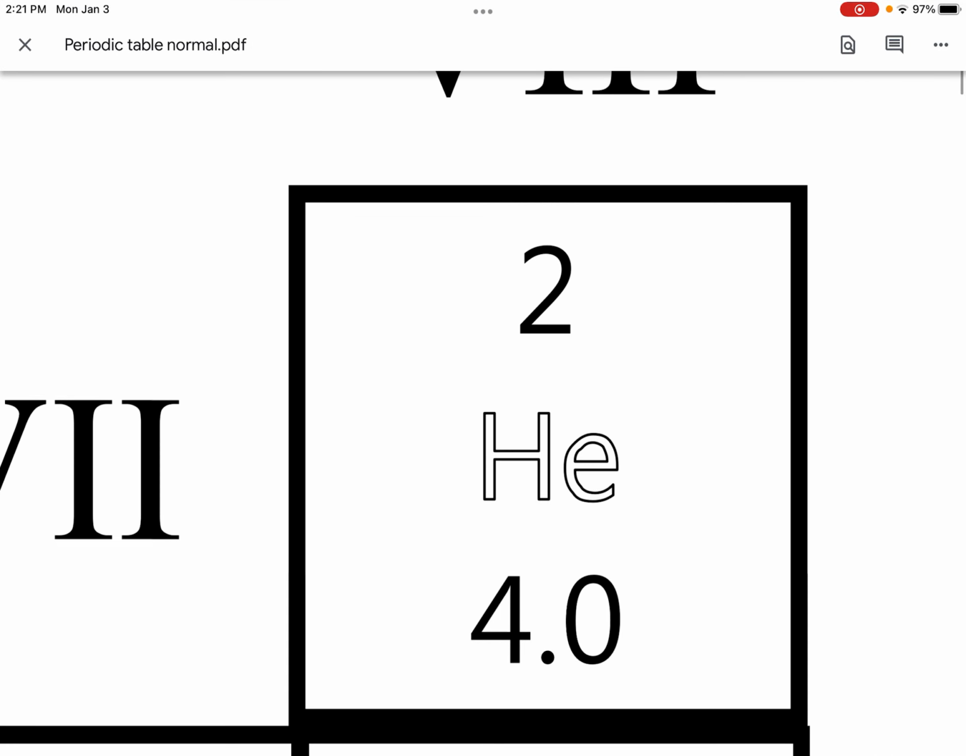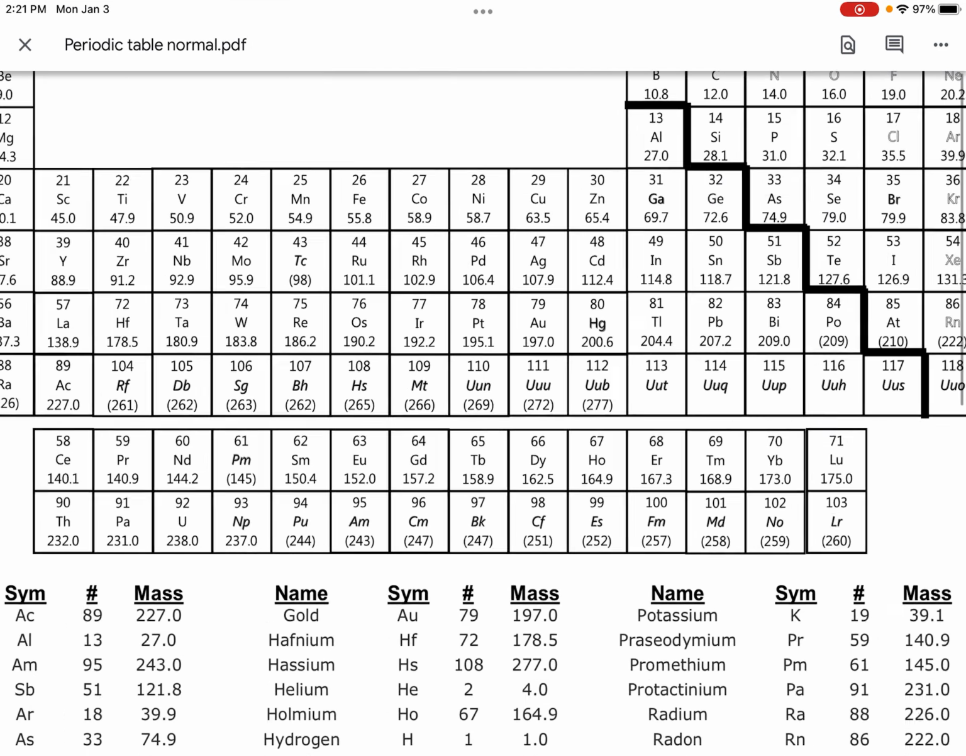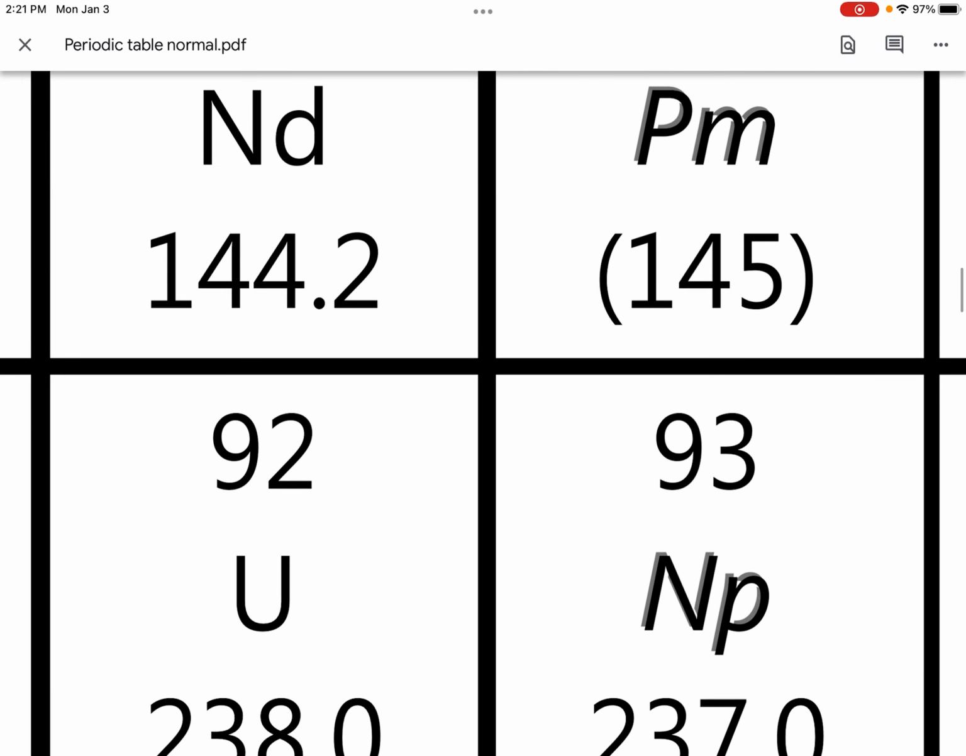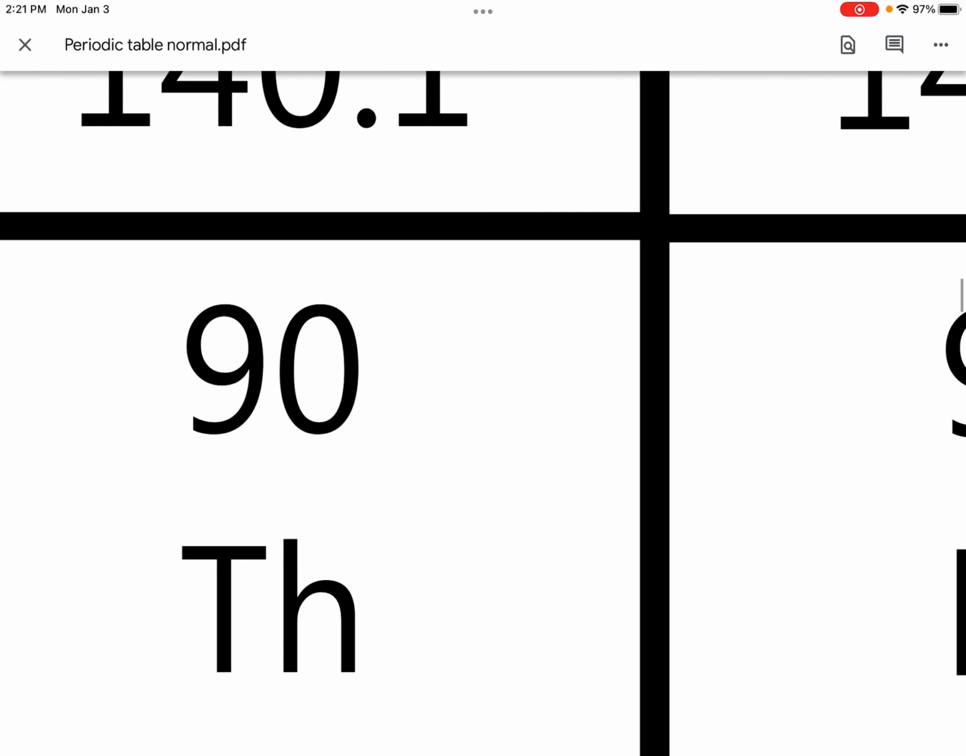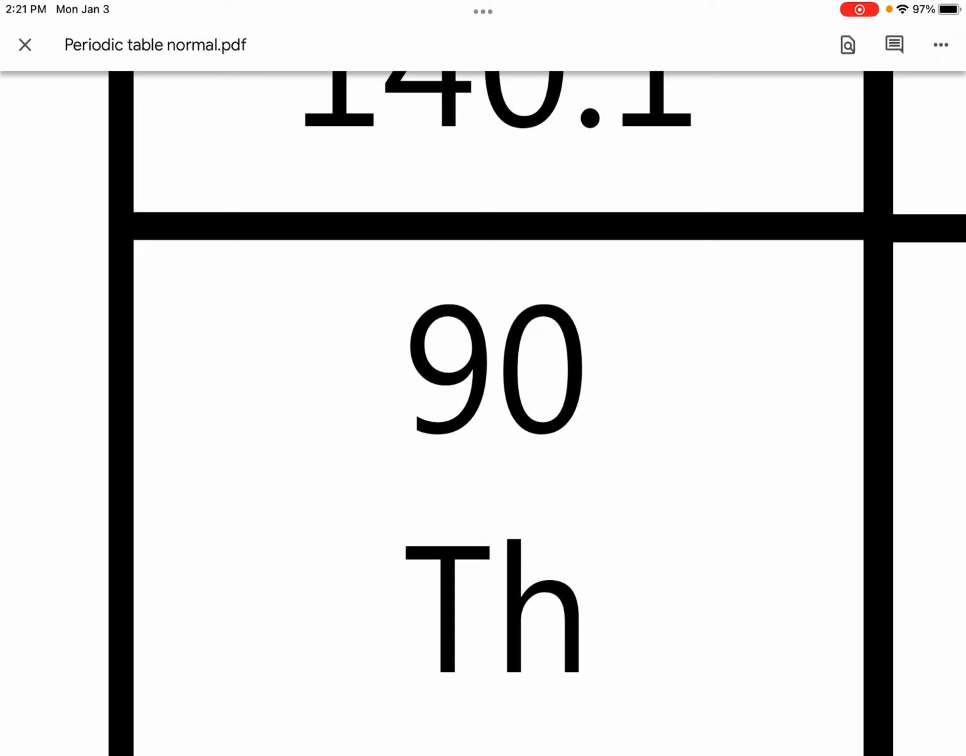So, helium was 2. Helium is always 2. Uranium down here is number 92. So, uranium is always 92. But what element is number 90? Because we turned 92 into 90. Oh, 90 is no longer uranium. 90 is now thorium. So, that's why it turned into thorium.